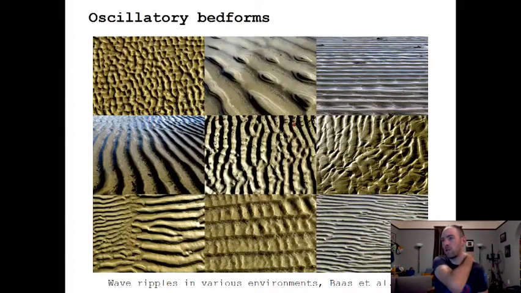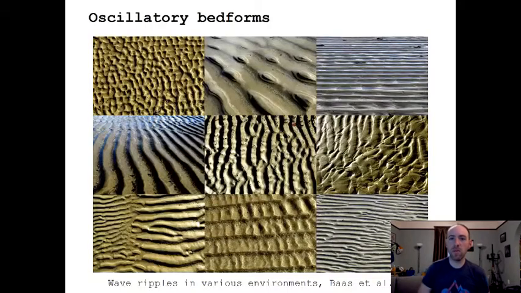So the fact that you find a ripple that has symmetry on both sides of it, so both sides are the same steepness, tells you very, very conclusively that you are in an oscillatory wave-driven system. Okay, so we won't focus too much on oscillatory bedforms, other than to say that they are symmetrical in form, and that's how you would interpret that they formed in a wave transporting environment.